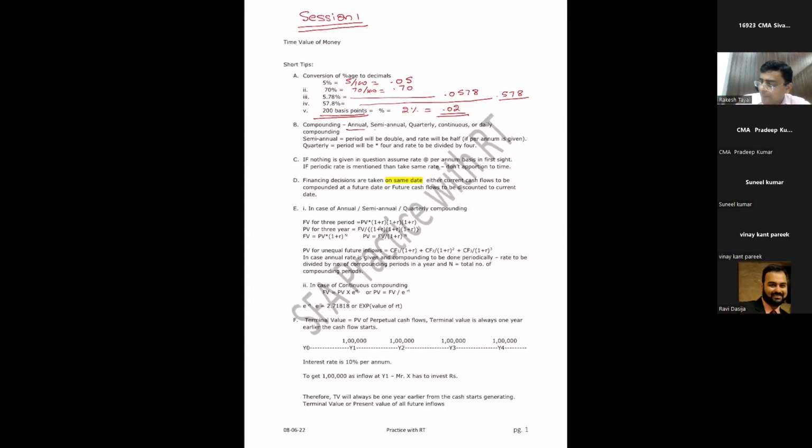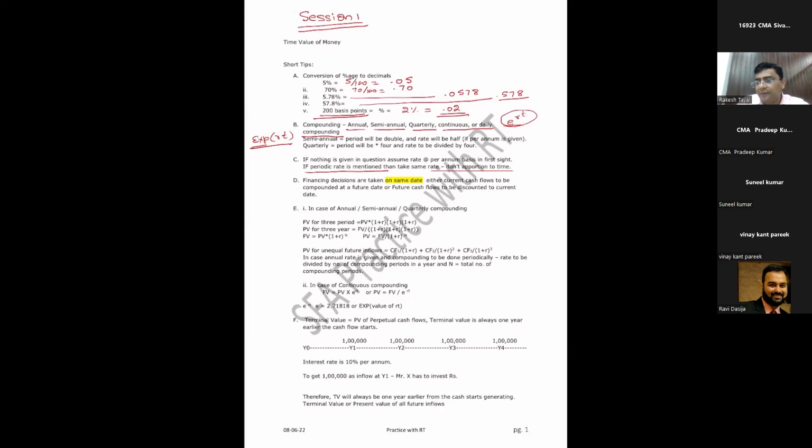Compounding can be done annually, semi-annually, quarterly, or continuous or daily compounding. For the annual, semi-annual, and quarterly compounding, we will multiply the period of the compounding in a year. But for the daily compounding or continuous compounding, we have to use the formula exponential RT. So in the Excel, we will practice this also. Exponential RT is the formula in Excel or OpenOffice. If nothing is given in the question about the interest rate, we always assume the interest rate as per annum basis. And if a periodic rate is mentioned, then we will not apportion it to the time.